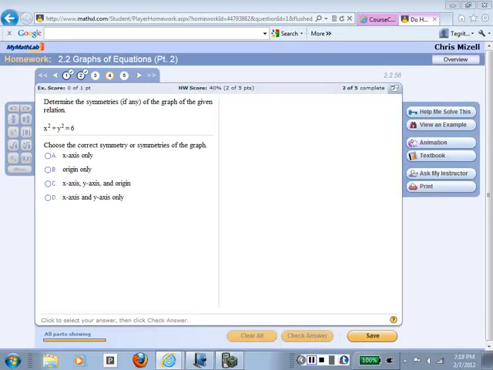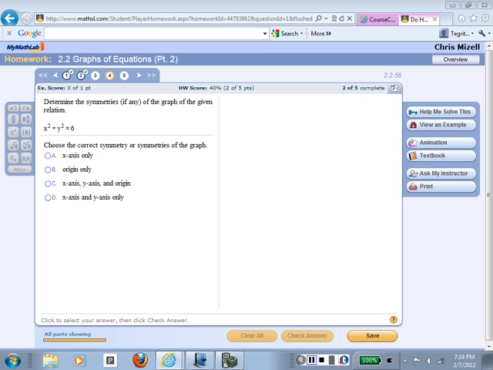Unpause. Determine the symmetries, if any, of the graph of the given relation. What do you think? To see if it's symmetric with respect to the x-axis, we would substitute negative y for y, but when we square the negative y, we get the y squared term right back. So it looks like it has x-axis symmetry. I think it's all. You think it's all the above? It doesn't give us an option for y-axis symmetry only. It does have y-axis symmetry because if you substitute negative x for x, you get the x squared term right back. And if you do it both at the same time, they don't have any impact on each other since they're in separate terms. So it has origin symmetry too.